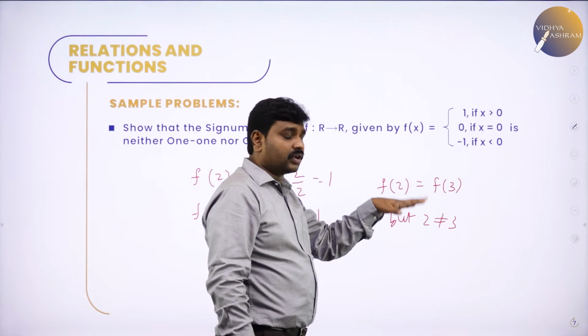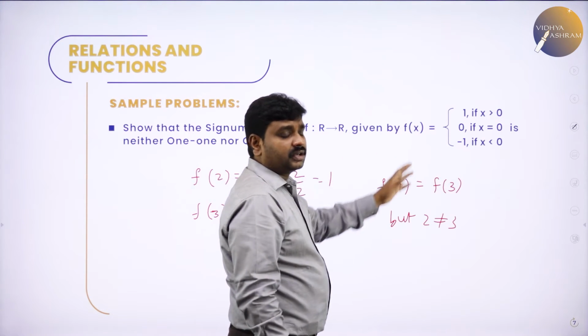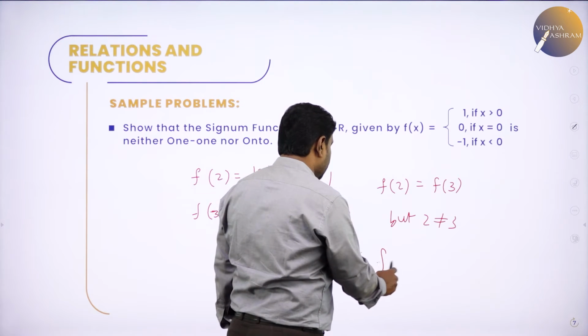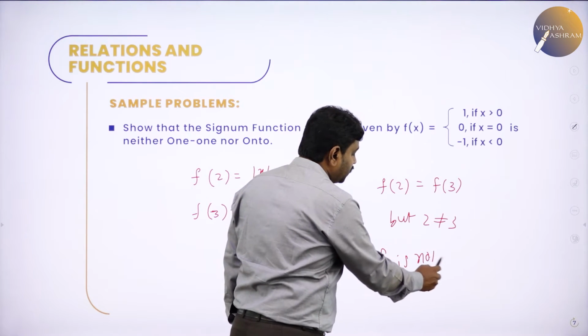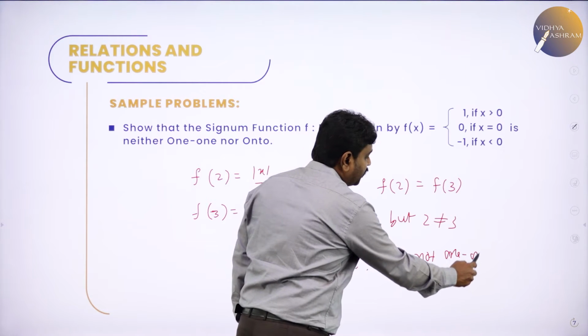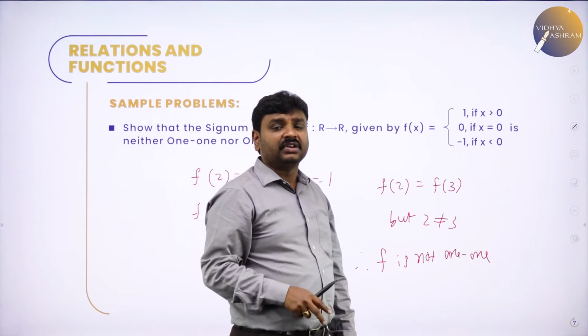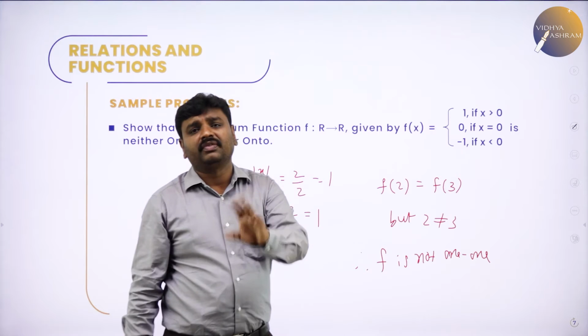F of 3, f of 4, any value greater than 1, we will get 1. So therefore f is not 1-1. How to prove not 1-1? Take one example. What is the example I have taken? I took two elements with same image. If two elements have same image, then it is not 1-1.